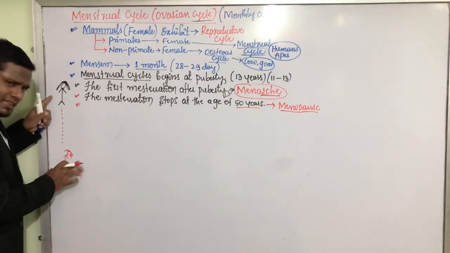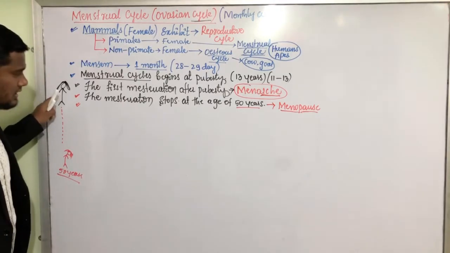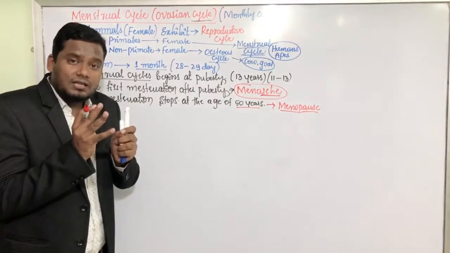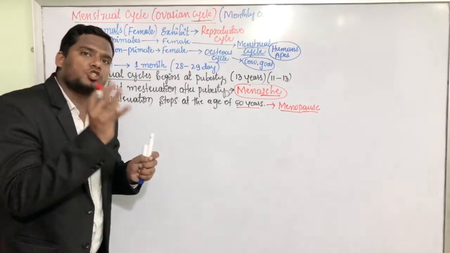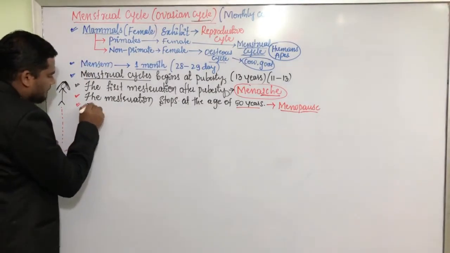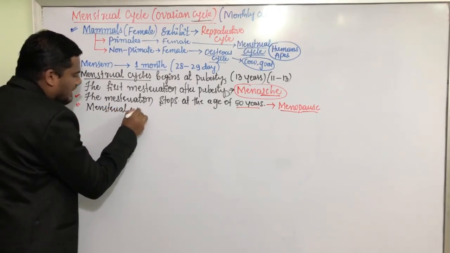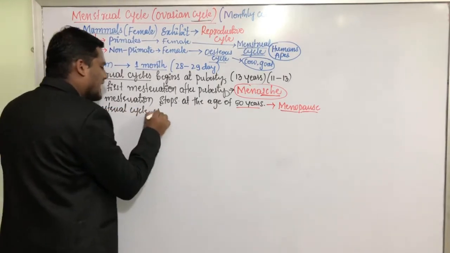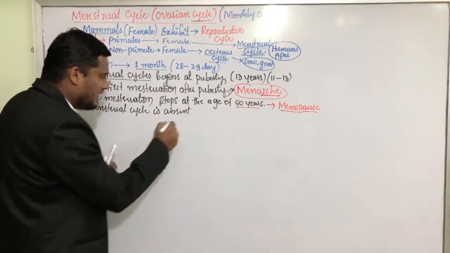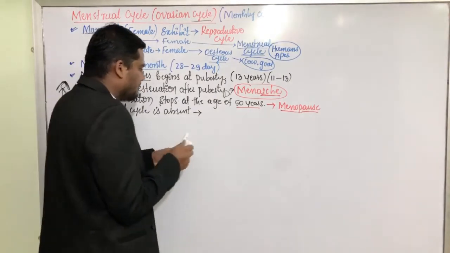In between this puberty and up to the age of 50 years, at some complicated situations, the menstrual cycle stops. Menstrual cycle is absent in some of the situations, like during pregnancy.